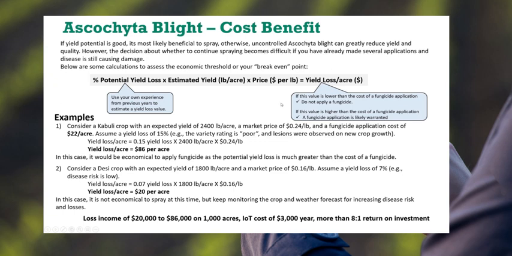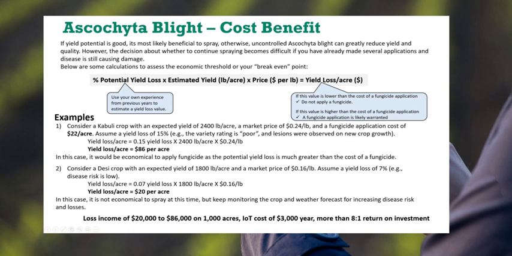So for Ascochyta blight, there is a cost benefit. You want to make a calculation on the economic threshold or the break-even point of when you should spray for it. So the potential yield loss times the estimated yield in pounds per acre times the price will give you the yield loss per acre. So if the value is lower than the cost of the fungicide application, then do not apply. If the value is higher than the cost of the fungicide, fungicide is warranted.